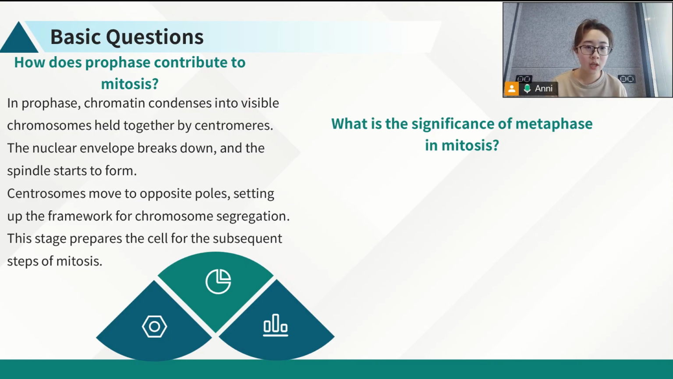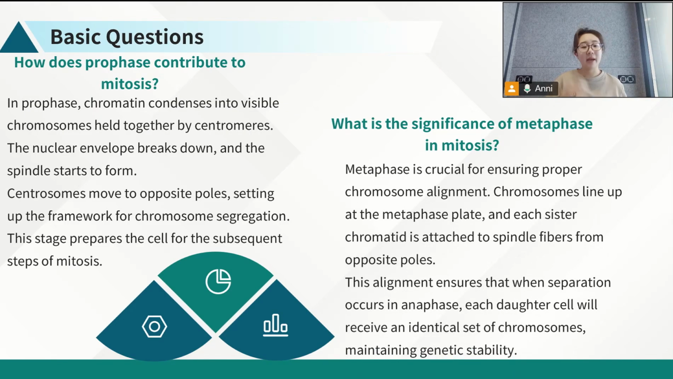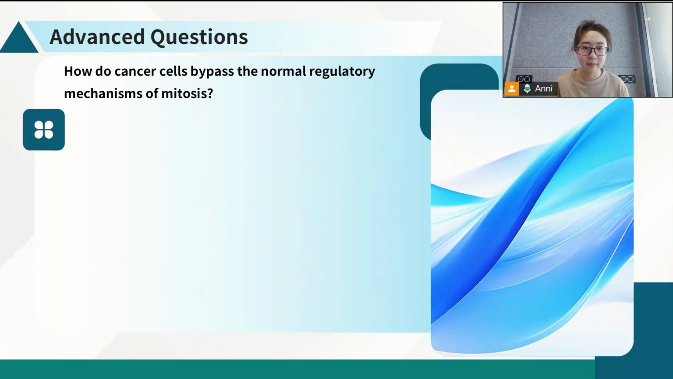And another question, what is the significance of metaphase in mitosis? So metaphase is crucial for ensuring proper chromosome alignment. Chromosomes line up at the metaphase plate, and each sister chromatid is attached to a spindle fiber from the opposite pole. This alignment ensures that when separation occurs in anaphase, each daughter cell will receive an identical set of chromosomes, maintaining genetic stability. Then we'll move on to some advanced questions.